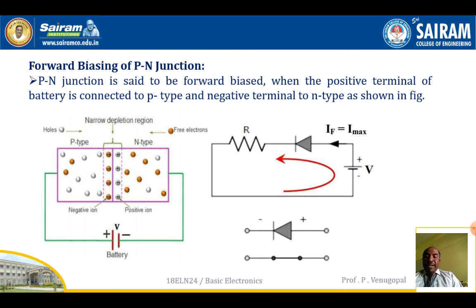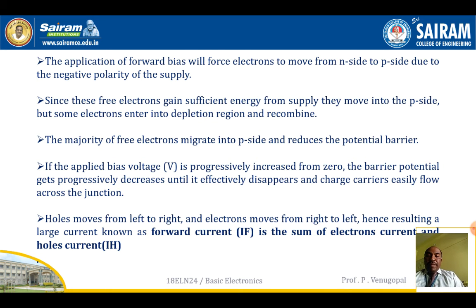Since the p-type is connected to positive polarity, what happens? The holes are repelled from the positive polarity and move towards the n-side region, and the free electrons gain sufficient energy from the supply and move to the p side. Some electrons enter the depletion region and recombine, and the majority of the free electrons migrate into the p side and reduce the potential barrier.